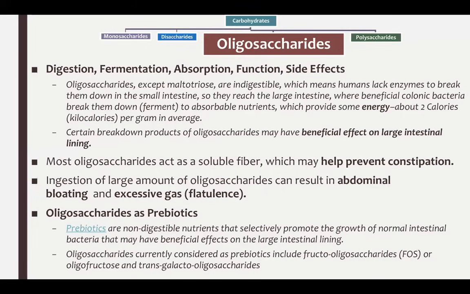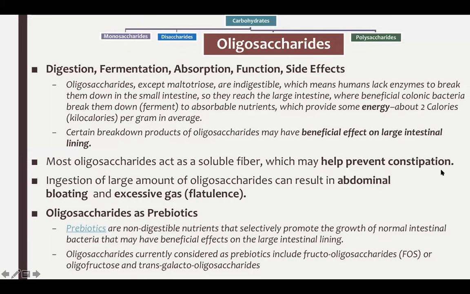In fact, there are beneficial bacteria in the large intestine, and they ferment the oligosaccharides and produce some form of energy. When the large intestinal bacteria break down the oligosaccharides, they sometimes produce beneficial nutrients which have a good effect on the health of humans or other animals. Many oligosaccharides act as soluble fiber, which may help prevent constipation.